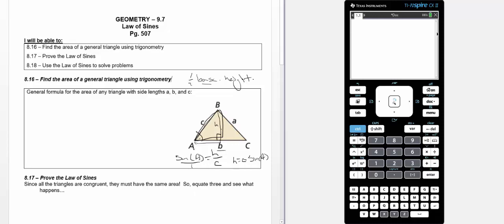So if I wanted to write down the area of this triangle, the area is 1/2 base times height. That's 1/2 times the base, and the symbol I'm using for that is little b, times the height h. But we know a formula for h. That's c times the sine of angle A.